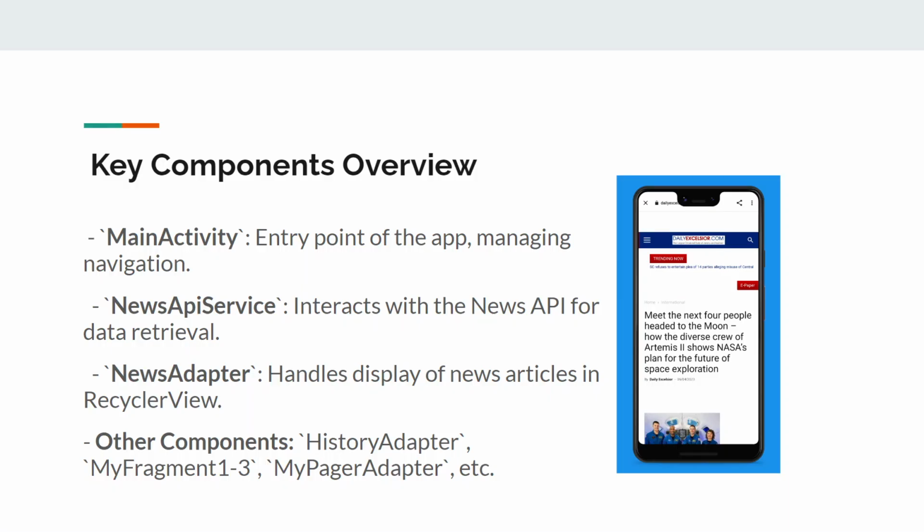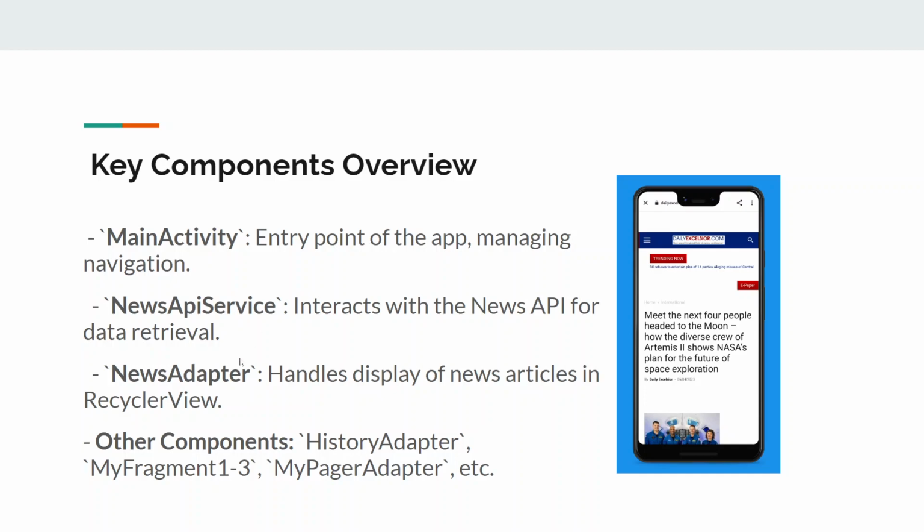What are the key components that we are using? First of all, this is the main activity. This is the single screen application I've created. I have used the web view as well. So we have the main activity, which is the entry point of the app, managing the navigation. And the second was the news API services. It is a type of interface that we are using to interact between the backend and the front end.